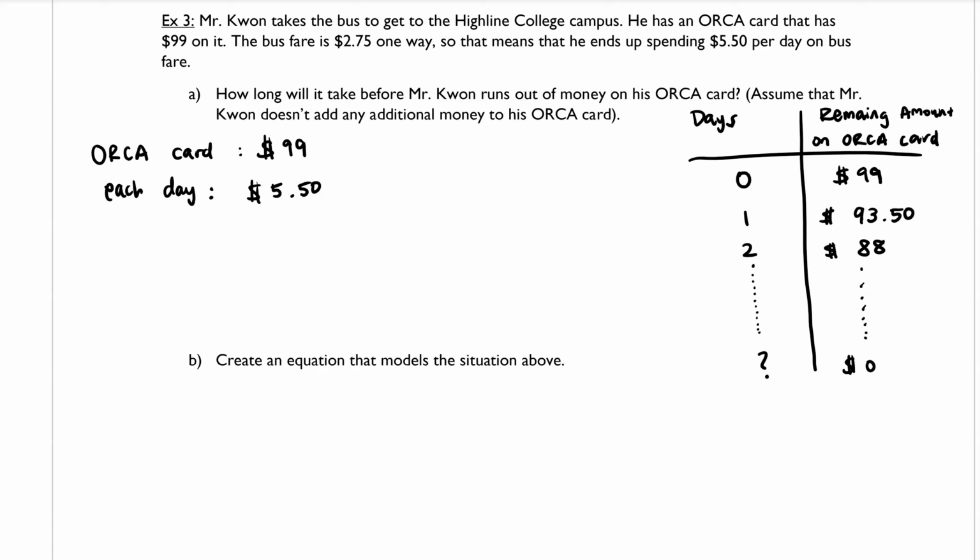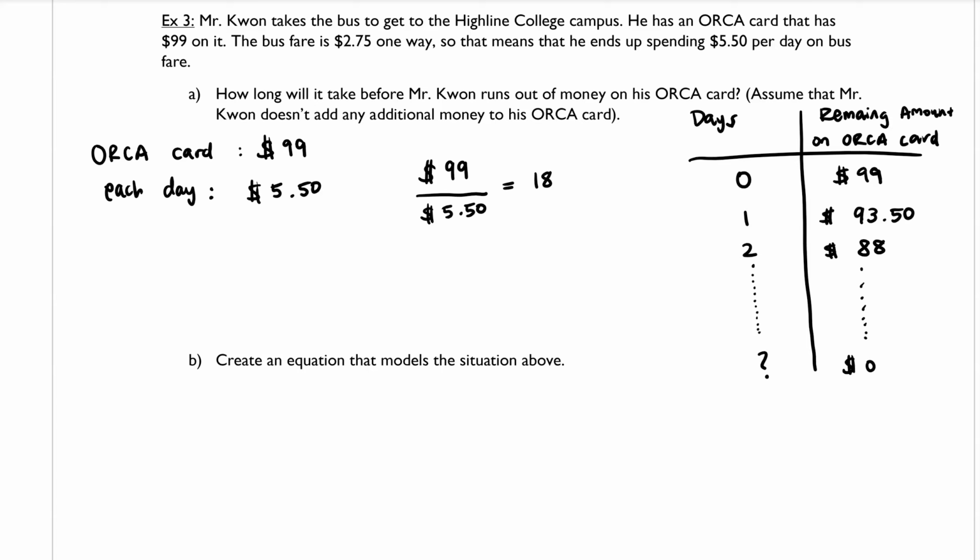Well, I know that each day I am spending $5.50 and I'm starting off with $99. What if I took the $99 and divided it by $5.50? So if I throw that into my calculator, I end up getting 18.